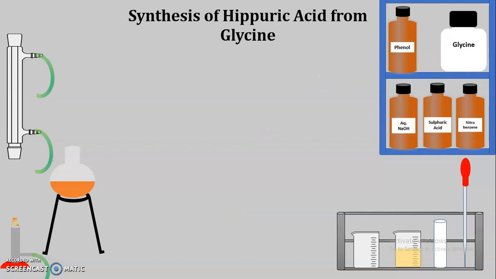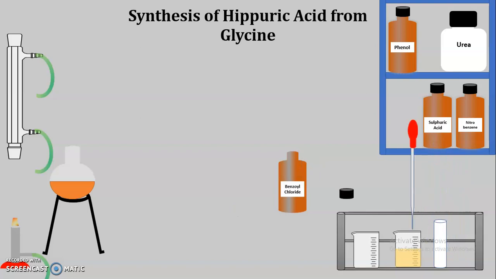Now the next step is to carry out the addition of the benzoyl chloride to this solution. Here you can see we are taking the benzoyl chloride solution. Generally the addition of benzoyl chloride is carried out in the fuming cupboard, and we have to take care while adding it, adding the quantity of benzoyl chloride in small parts. Here you can see we are taking a small amount of benzoyl chloride and we are going to transfer it into the conical flask.